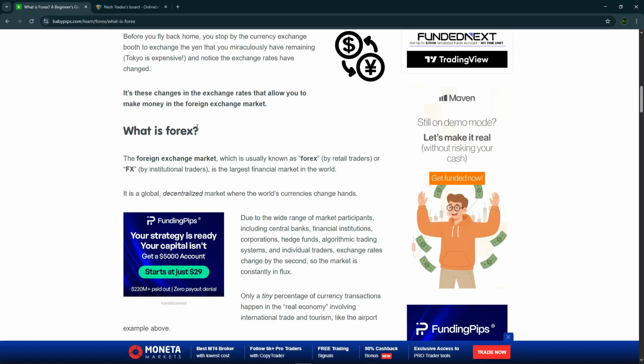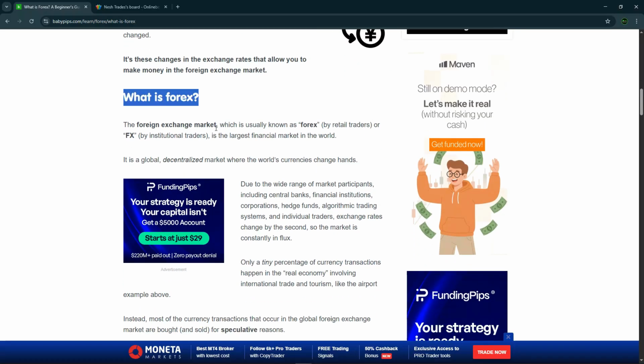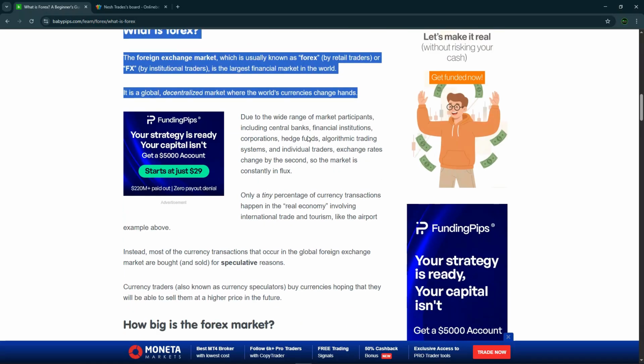And then this simply elaborates more on what the foreign exchange market is, which is usually known as Forex by retail traders, or FX by institutional traders. It is the largest financial market in the world. It's a global decentralized market where the world's currencies change hands. So you can see this is what we have already explained. All right. Due to the wide range of market participants, including central banks, financial institutions, corporations, hedge funds, algorithmic trading systems, and individual traders, exchange rates change by the second.